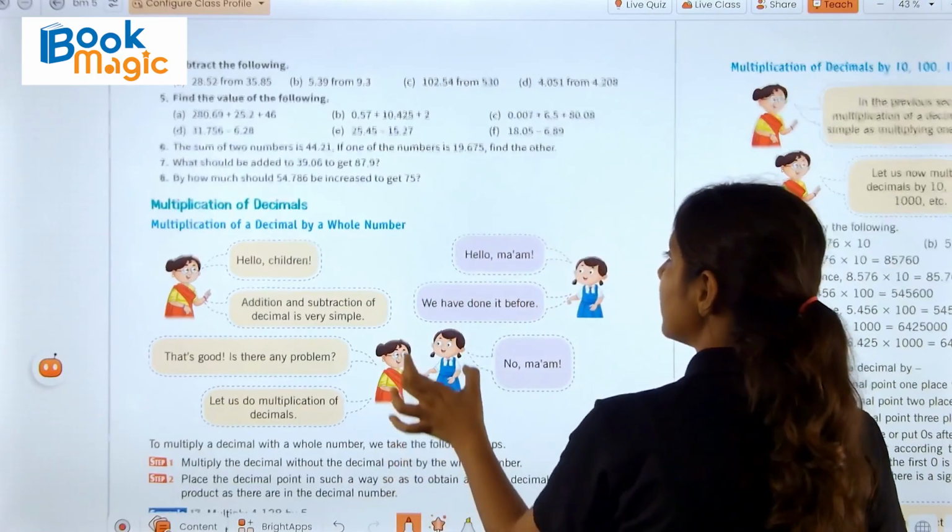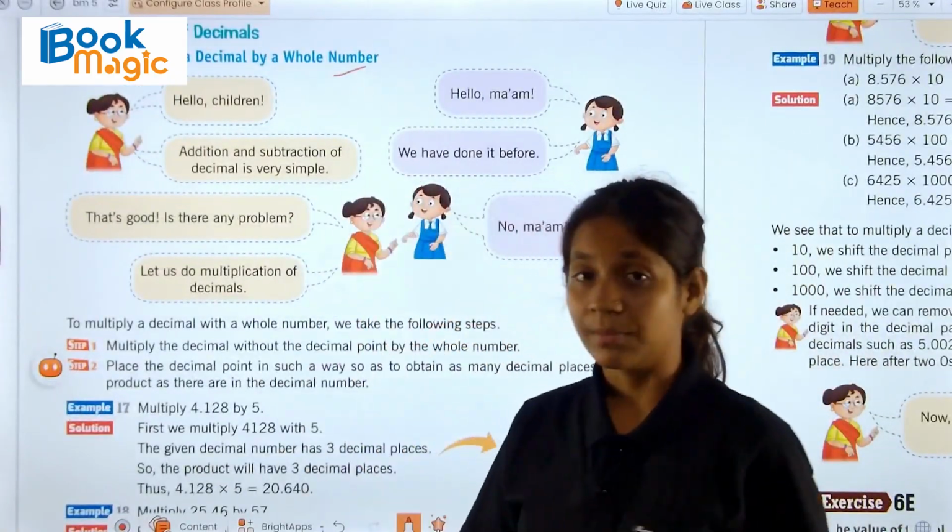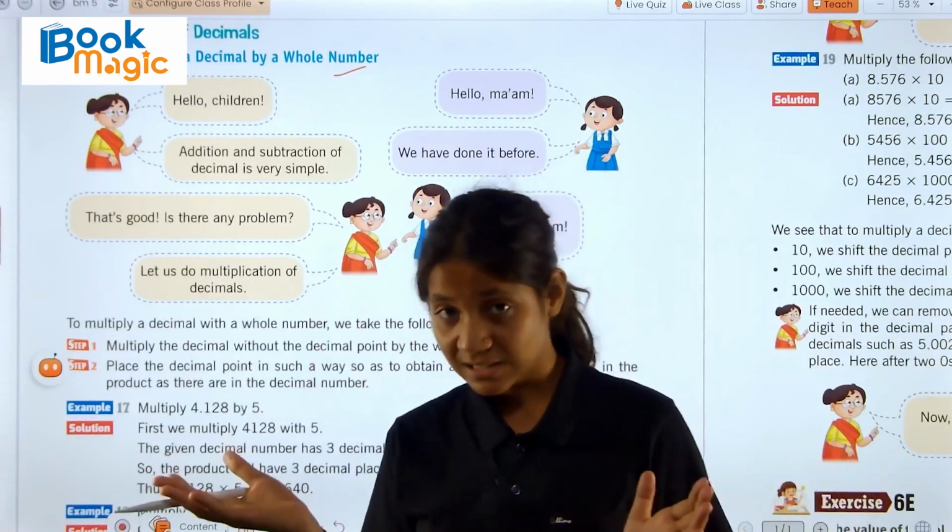Now we have multiplication of decimals. Multiplication of a decimal by a whole number. Firstly, we will do multiplication of a decimal with a whole number.